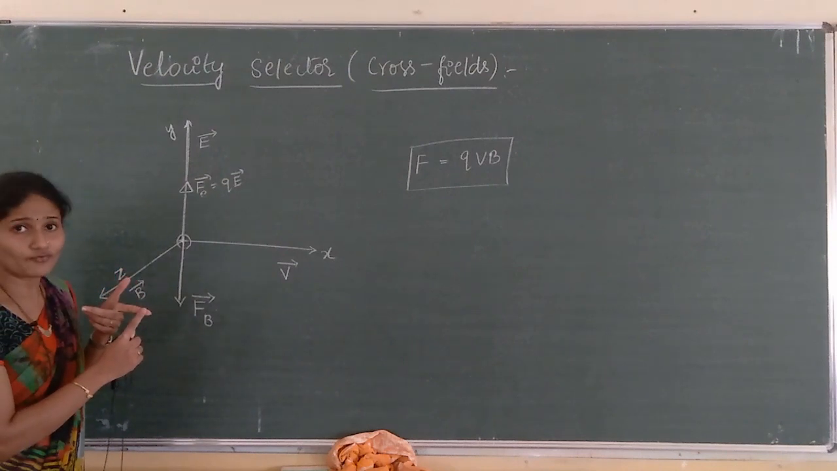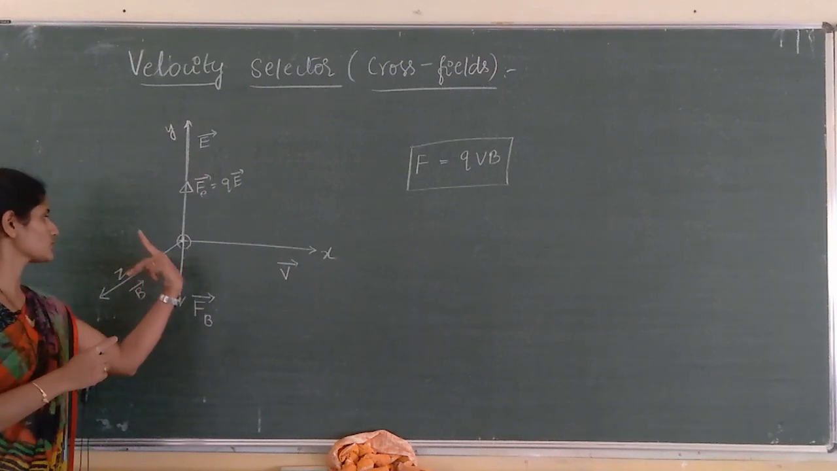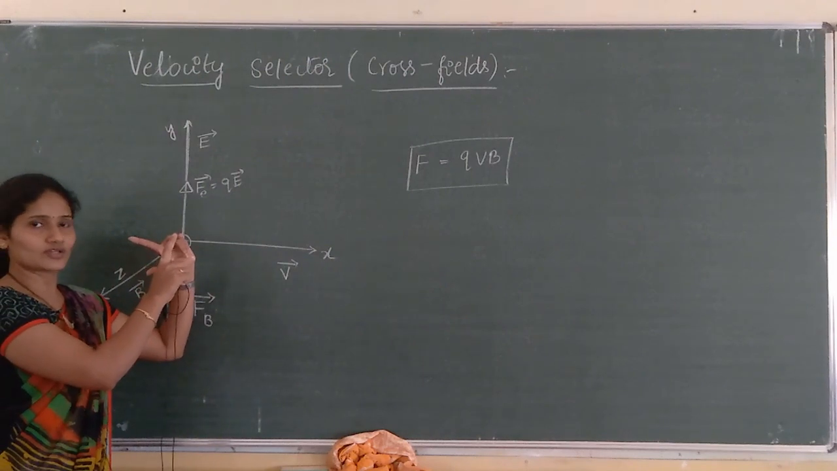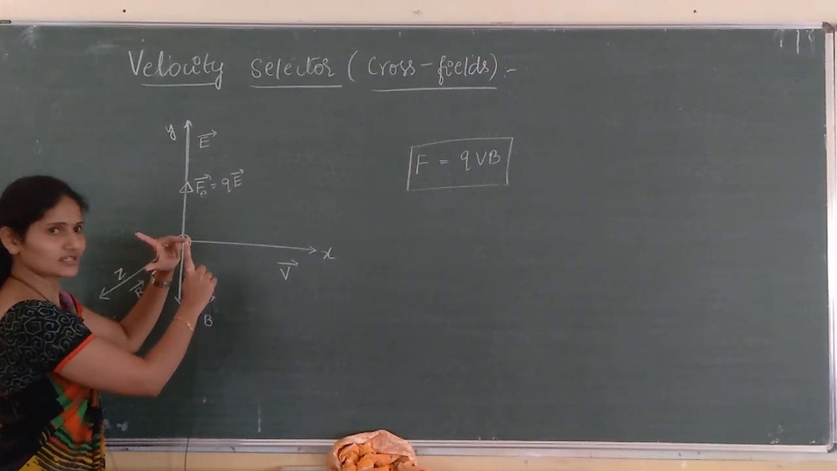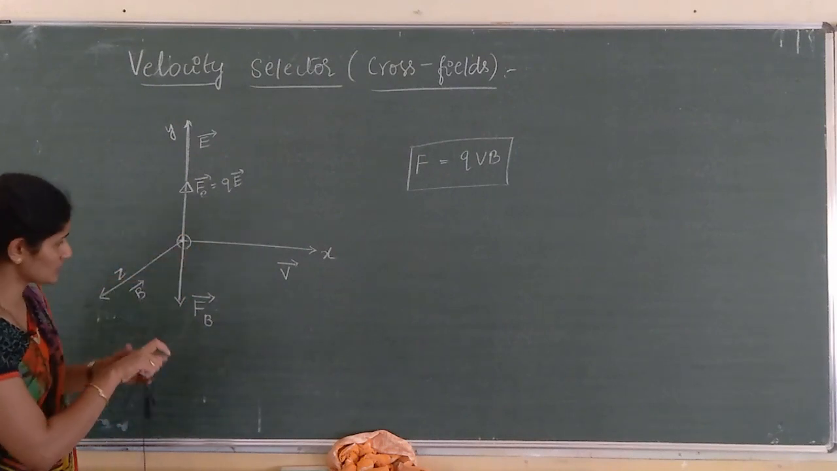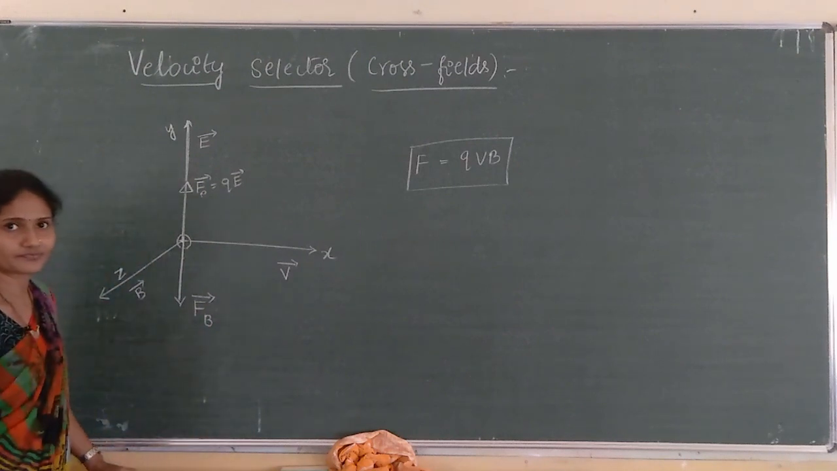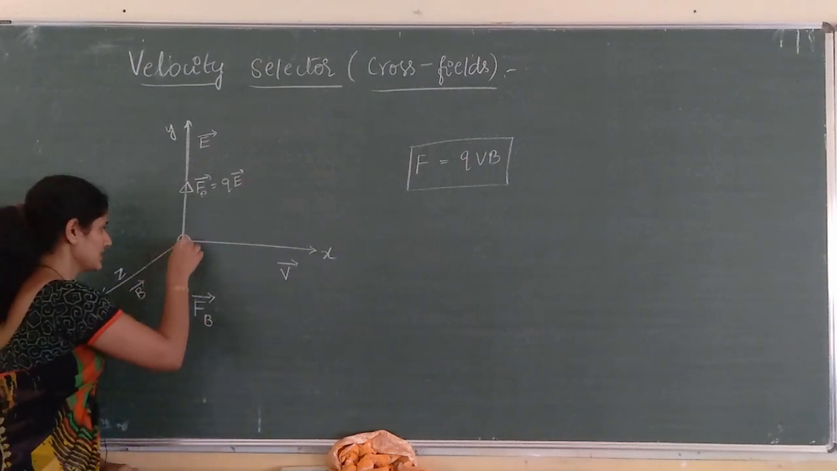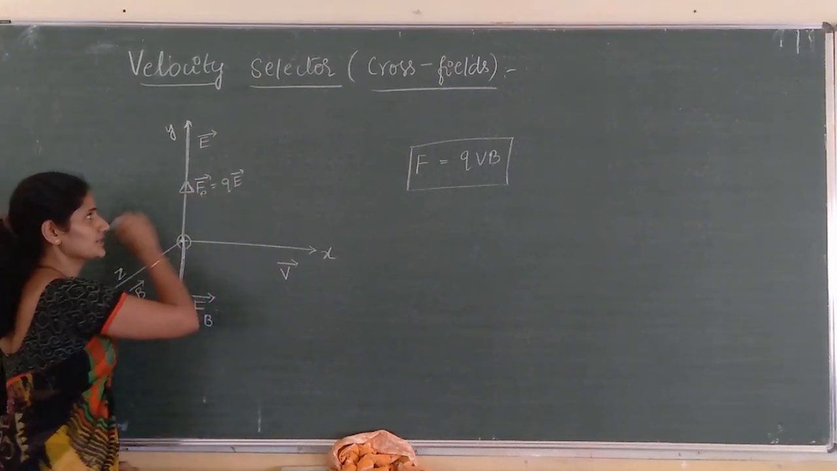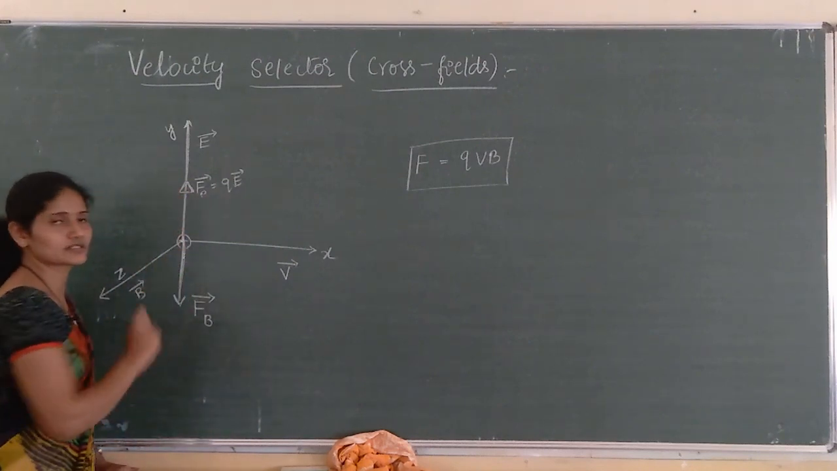The forefinger gives the direction of magnetic field, so the magnetic field is along this direction. The middle finger gives the direction of velocity. The thumb gives the direction of force, so the force is in the downward direction. This is the direction of force due to the magnetic field. So FB is downward and FE is upward. They are equal and opposite.